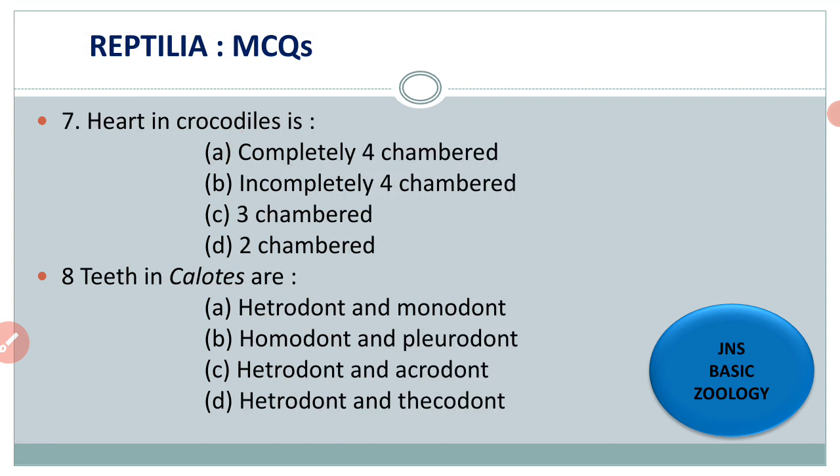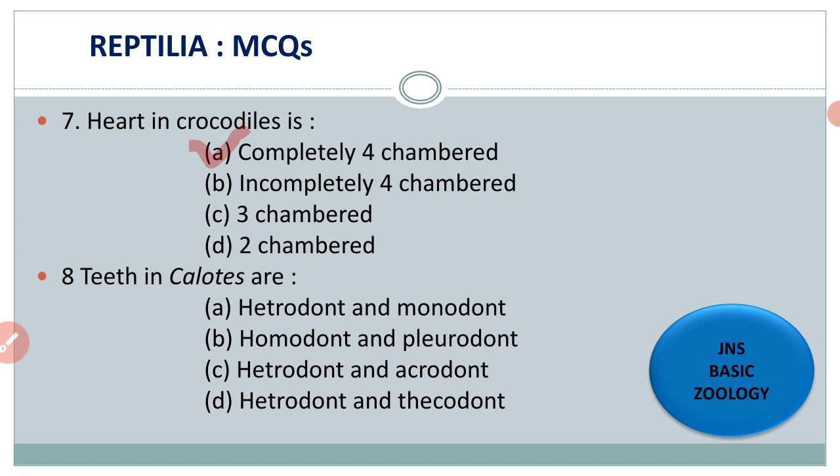Next one, the heart in crocodile is A. completely four-chambered, B. incompletely four-chambered, C. three-chambered, and D. two-chambered. The heart in crocodiles is completely four-chambered. In other reptiles the heart is three-chambered, but in crocodile there is a four-chambered heart.